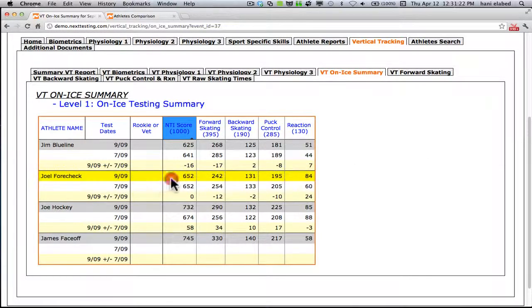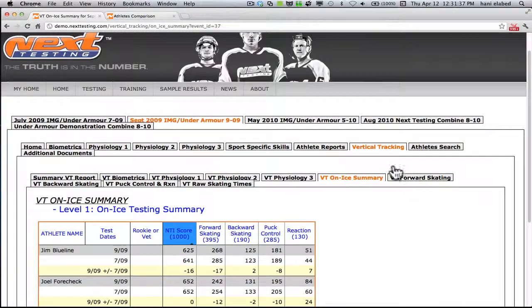This person, Joel, did not improve at all. Zero differential. Joe, on the other hand, Joe Hockey, went from 674 to 732, so there's an improvement of 58 points. This gives you an idea of the vertical tracking for this event.